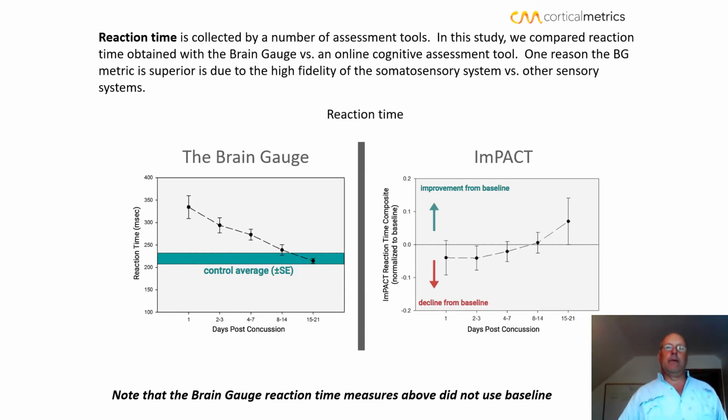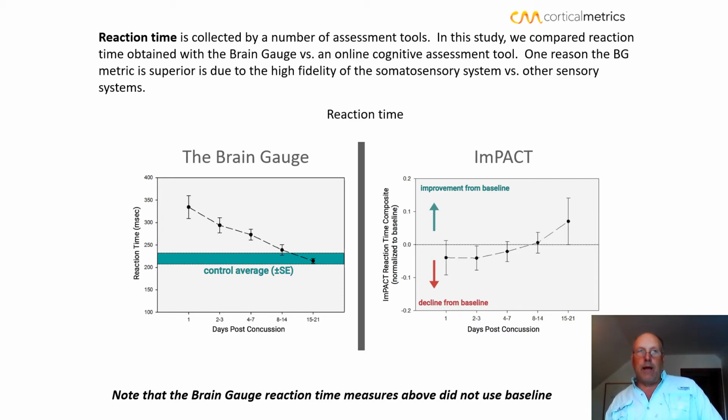So let's look at reaction time, just comparing different assessment tools. And this is for concussion. This is a group study where we collected a lot of data. I think in this case we had 200 concussed subjects, and we looked at the control average. On the left you see results using the brain gauge, showing reaction time post-concussion at day 1 through days 15 through 21. The brain gauge detected that people were above average on reaction time for the first 2 weeks, and then they basically got into normal range.